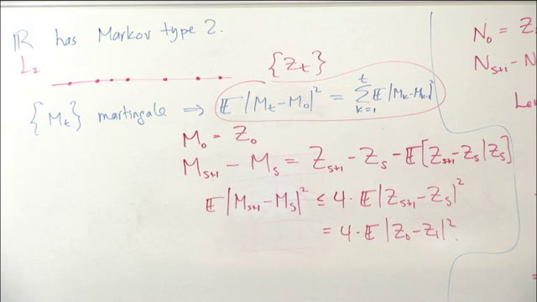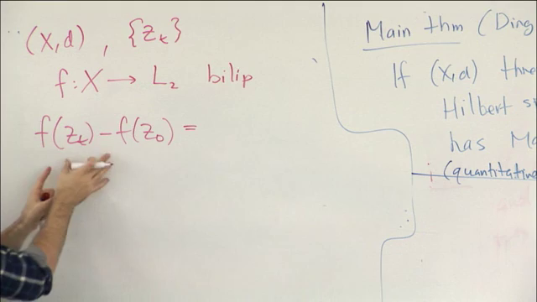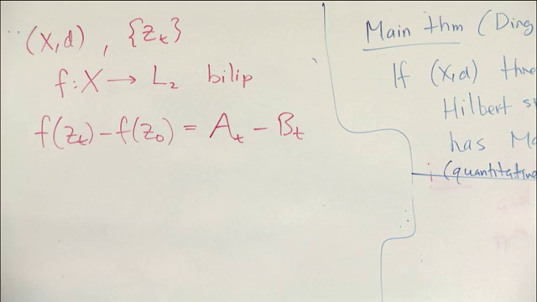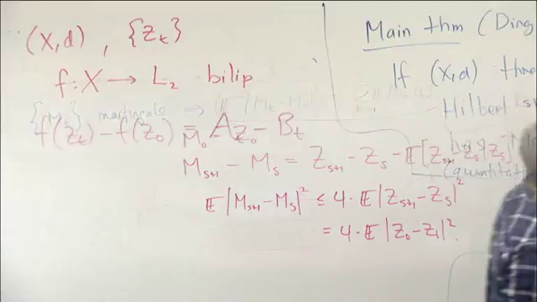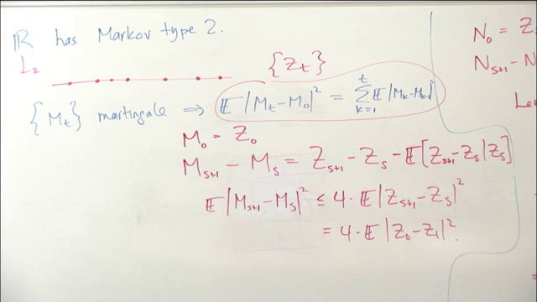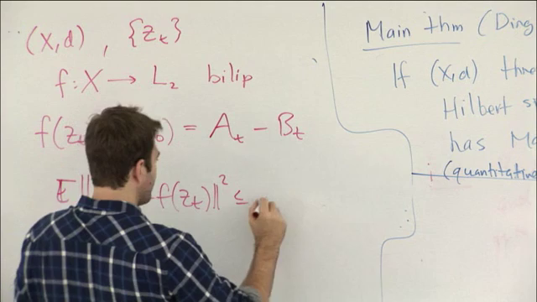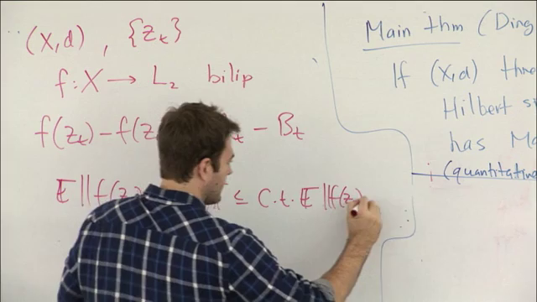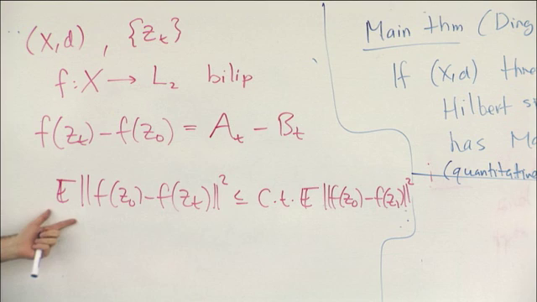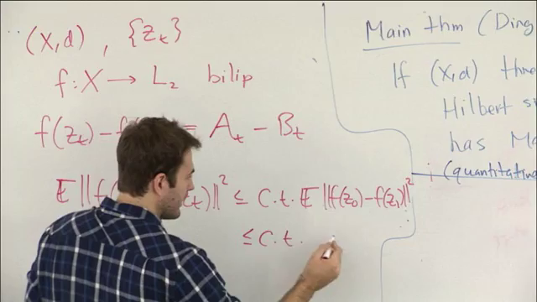So we'd take our bi-Lipschitz map and write this as a difference of two martingales in Hilbert space, and now just apply everything as before. So what do we conclude? The expected value of this is at most some constant times t, times this. This is all in Hilbert space, this is the L2 norm. And now use the fact that it's bi-Lipschitz: on the right here you just replace this by what's going on in the metric space.